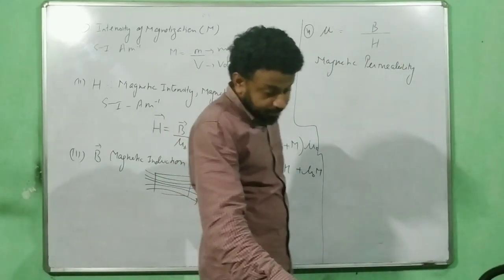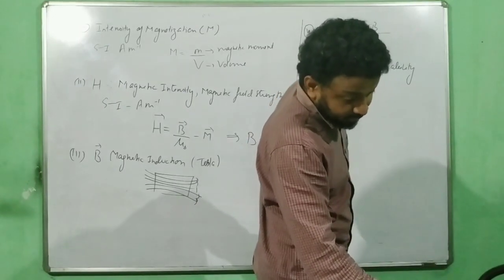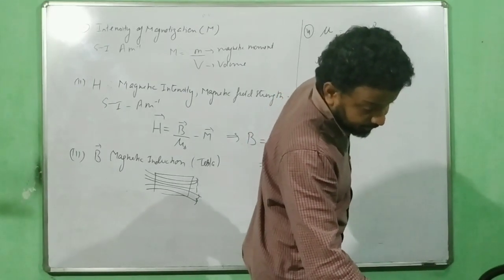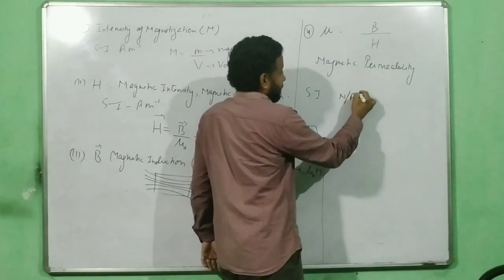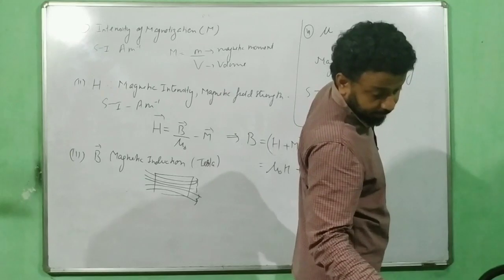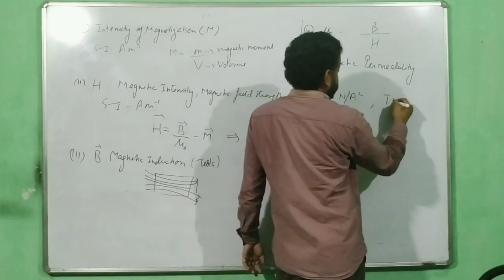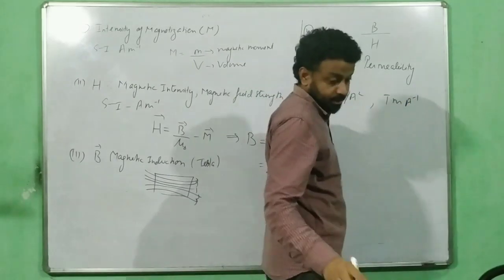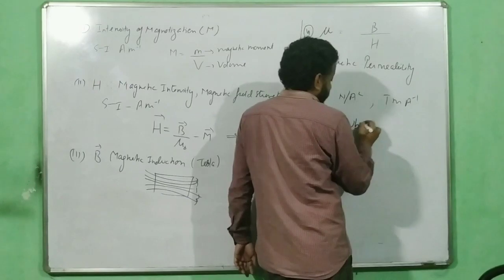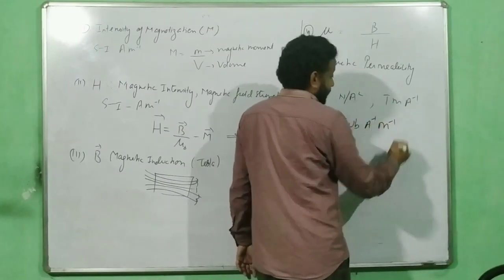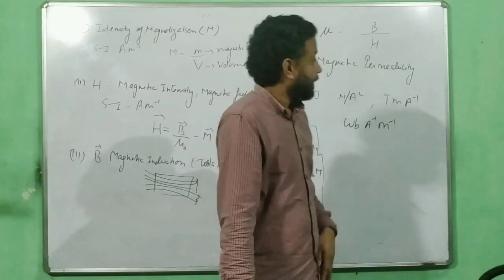This also has a unit, because B and H don't have the same unit. The SI unit of permeability is Newton per ampere. It has many SI units. It has Newton per ampere square, Tesla meter per ampere, Tesla meter ampere inverse, or Weber ampere meter inverse, or Weber ampere inverse meter inverse. All these are SI units of magnetic permeability.